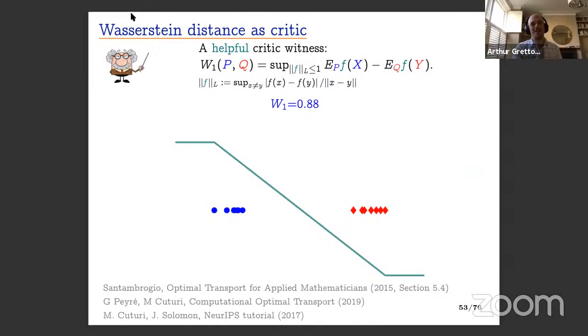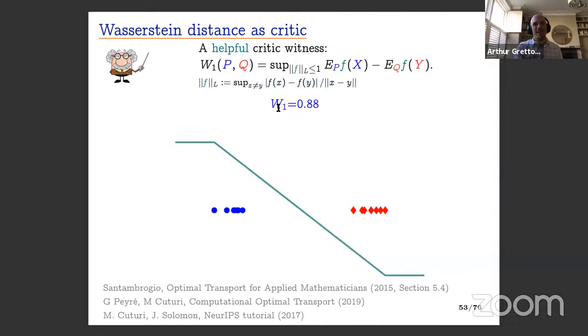So integral probability metrics are helpful critic witnesses. So here is, for example, the Wasserstein distance. So this is looking for functions of Lipschitz norm bounded by 1 that maximize difference in expectations. So this is a different class of well-behaved functions to the MMD. This class of well-behaved functions is the class of functions with this Lipschitz norm here bounded by 1.